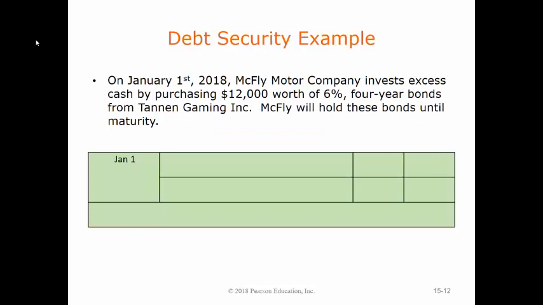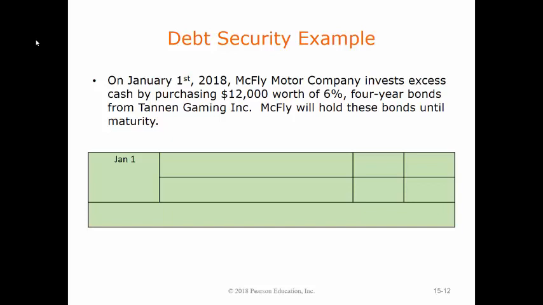So let's run through another example here, and we'll say on January 1st, 2018, McFly Motor Company is going to invest their excess cash by purchasing a $12,000 bond from Tannen Gaming Company that carries a stated rate of 6% and has a mature life of 4 years. McFly is planning on holding on to these bonds until maturity.